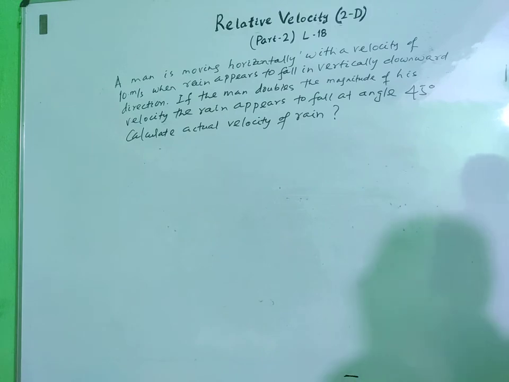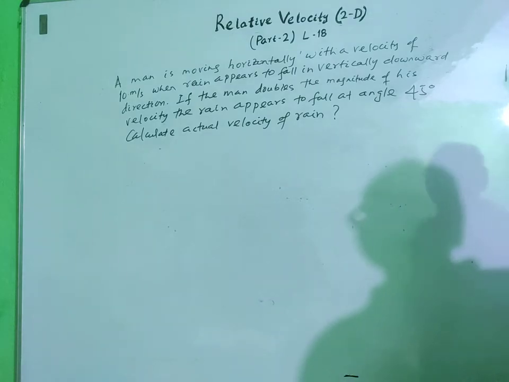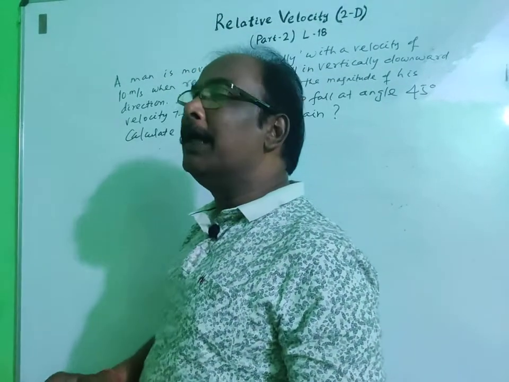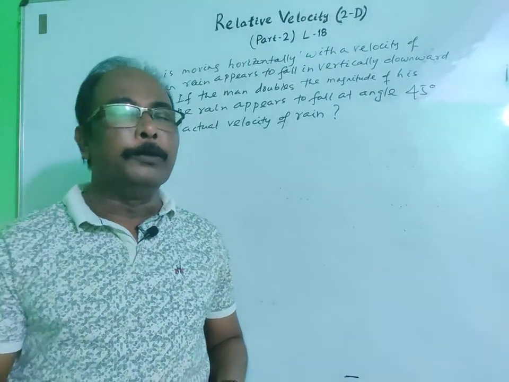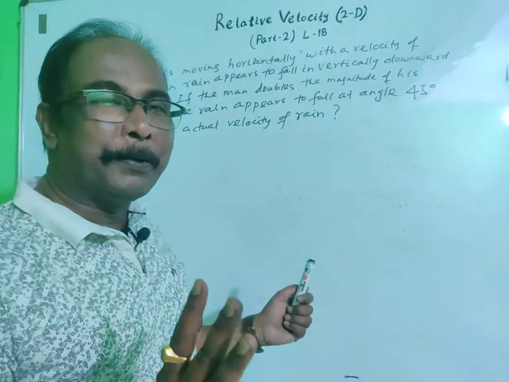A man is moving horizontally with a velocity of 10 meter per second and rain appears to fall in vertically downward direction. Now the man doubles the magnitude of his velocity and rain appears to fall at an angle 45 degree. Then what is actual velocity of rain? Beautiful numerical. And this can be solved only by taking vector diagram without any confusion.